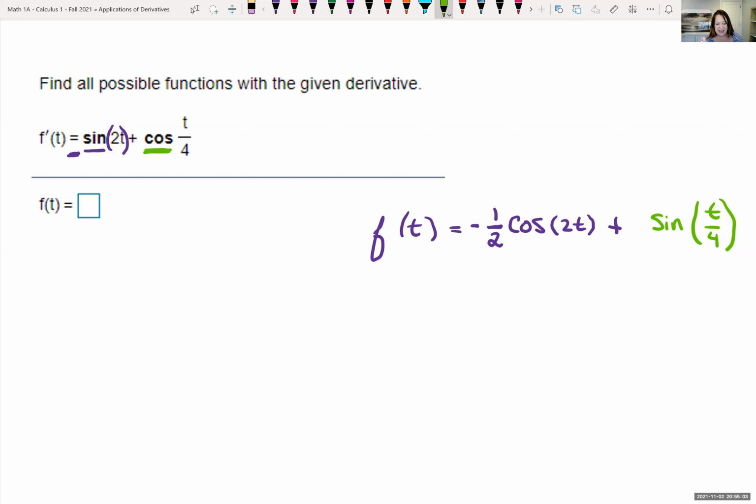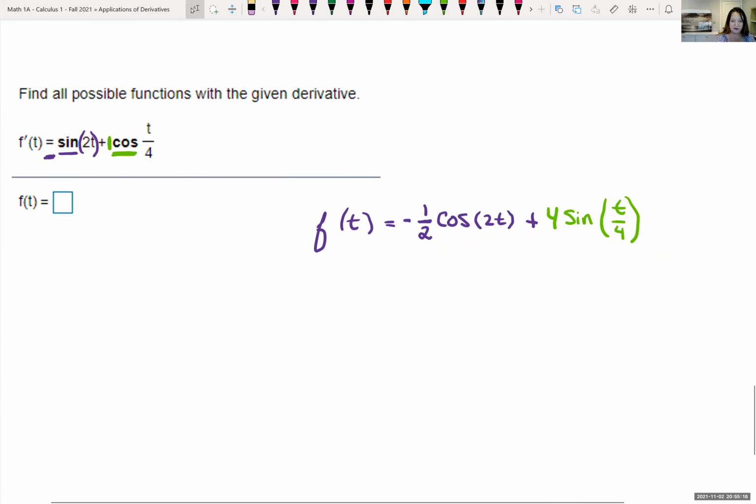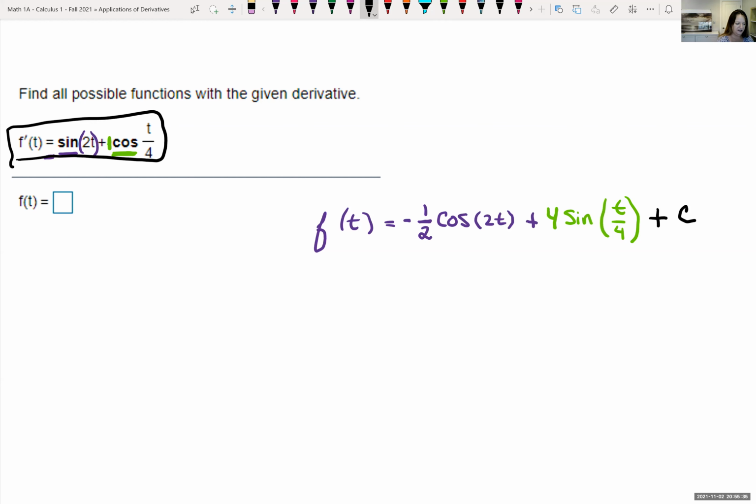So I need something to cancel out with that 1/4 to, again, give me a 1 here. And 4 times 1/4 is 1. So I would have a 4 out here. The thing is that, remember when we take the derivative of a constant, we always get back 0. And so we could have any constant added on here, and we'll call it c. And that would give us, if we took the derivative, back this. And so let's just check it and make sure we got it right.